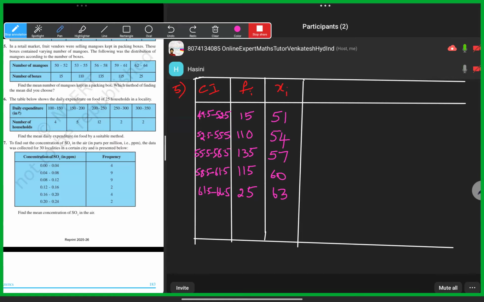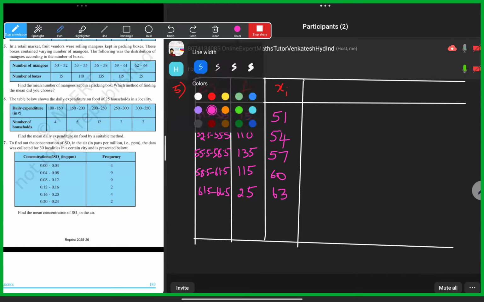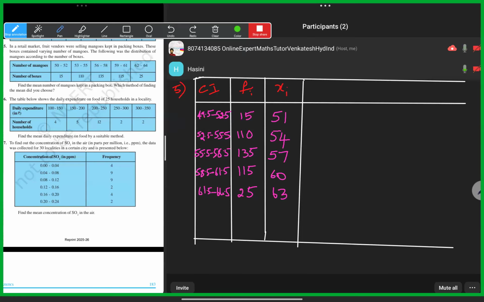Now we can see the XI values are big and the FI values are big. We cannot go for the direct method. So I'm selecting a value again in the middle. This is A. I'm selecting 57. So DI is equal to XI minus A.